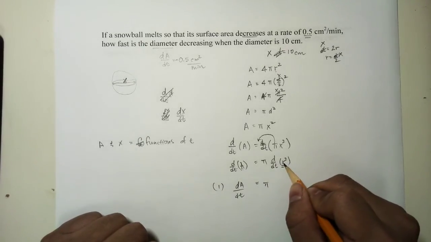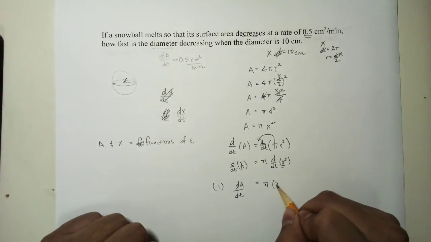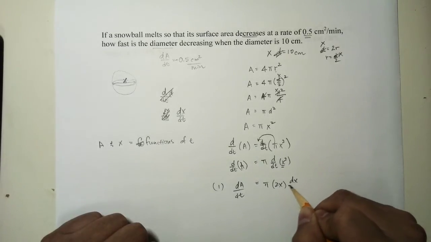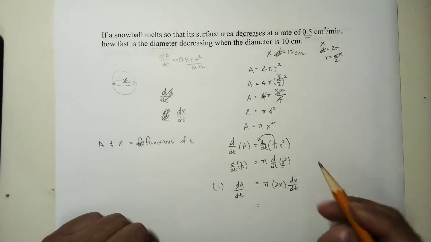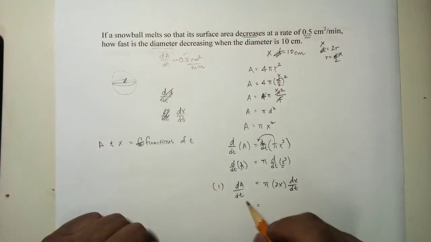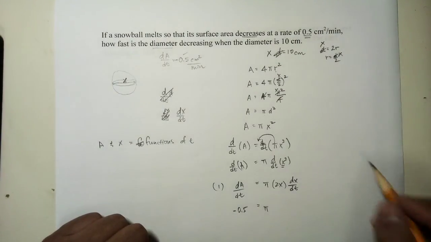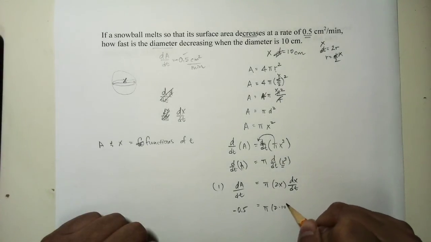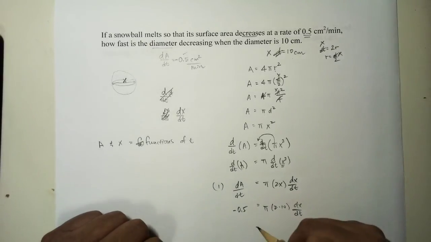Pi, and we will differentiate x squared, so we have 2x, but x itself is a function, so it becomes dx/dt. Okay, so now what do we have here? We have dA/dt, which is negative 0.5. So we're going to put in negative 0.5 right here, put in pi right here. Do we know x? Yes, x is given. x is 10. Okay, and we will go ahead and solve for dx/dt.